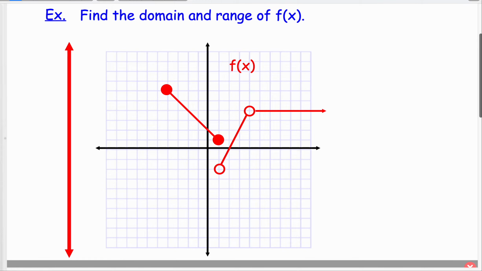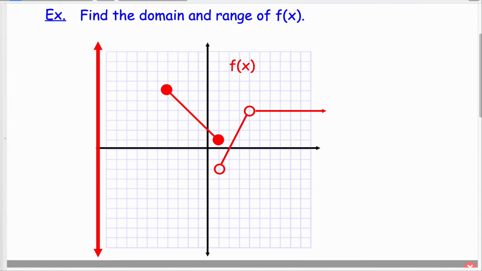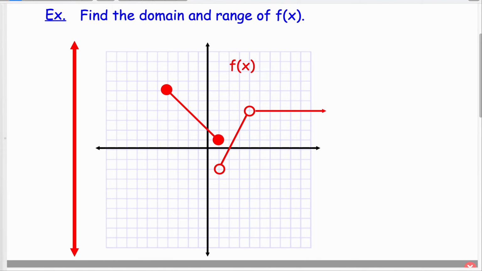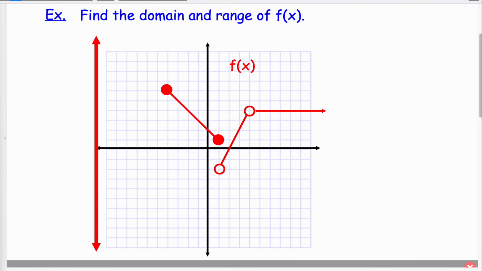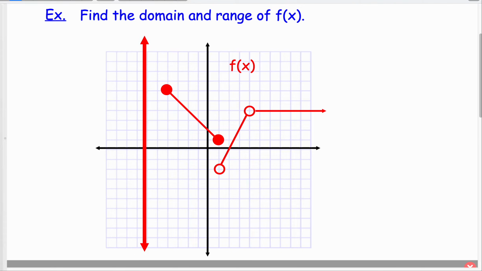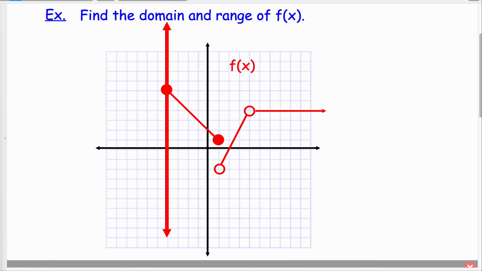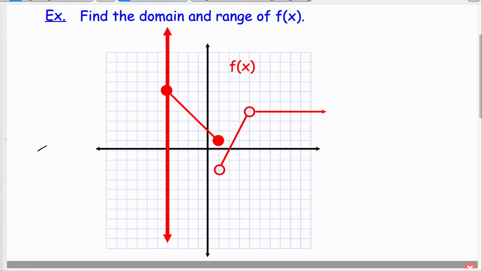I could use my handy dandy domain detector and slide that across my graph, and I'm taking x values from negative infinity all the way to x equals positive infinity. And when this domain detector hits the graph, it beeps. So when would it beep as I slide this across the screen? Well, it would start beeping here. What's the x value at that point? Draw an arrow here. X is equal to -4.